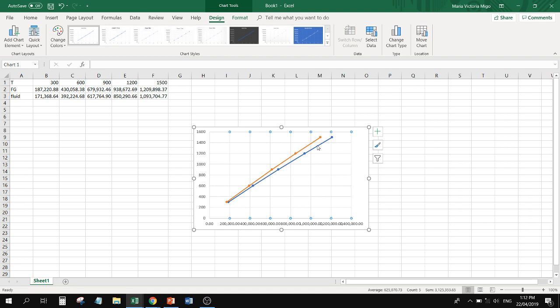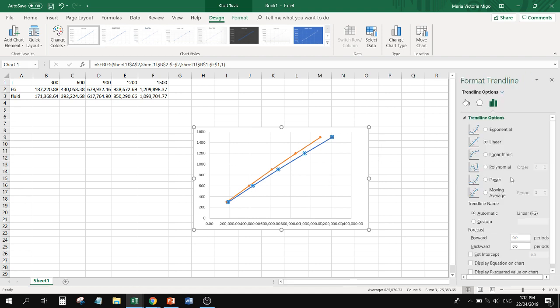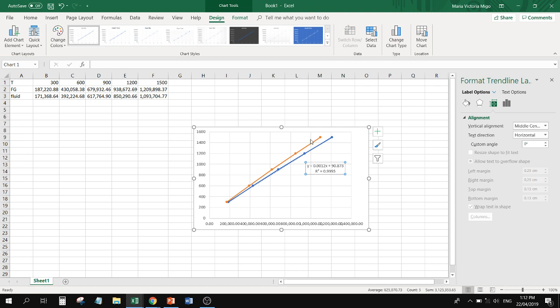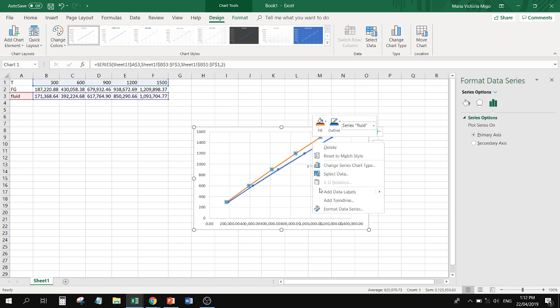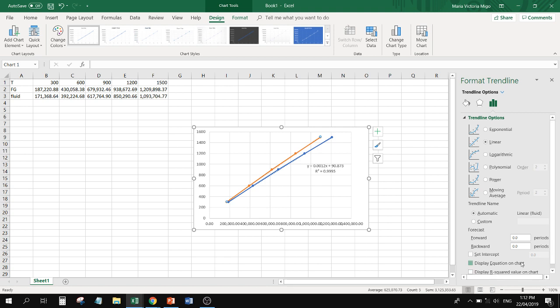You have to show the trend lines. Set intercept. This one. This is for the flue gas, and then another one is for the air.